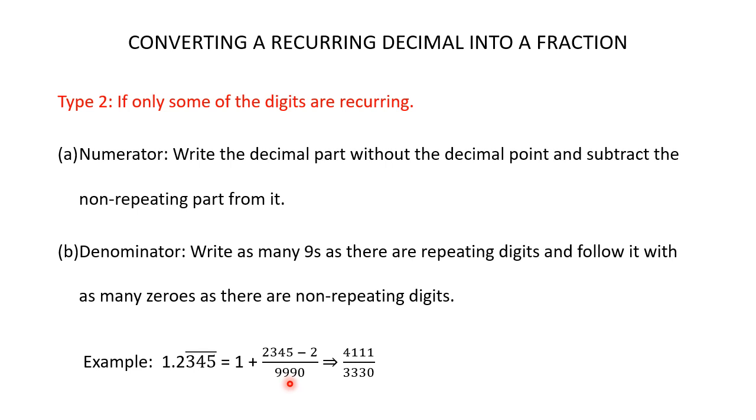Then follow it with as many zeros as there are non-repeating digits. Here there is only one non-repeating digit, 2. So write only one 0 after 999. So now you have 9990 in the denominator and 2343 in the numerator. Now when you add 1 to this fraction 2343 by 9990, you'll get the answer as 4111 by 3330.